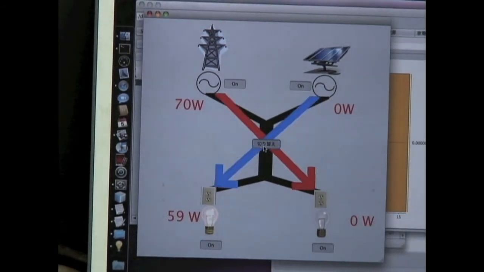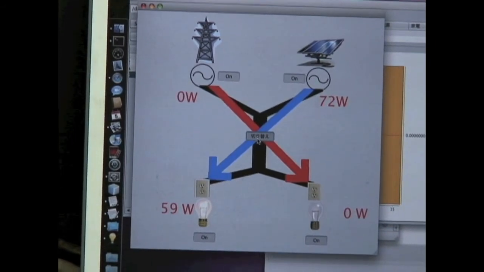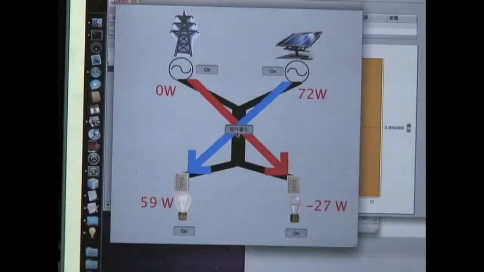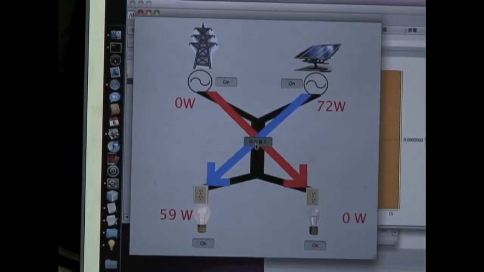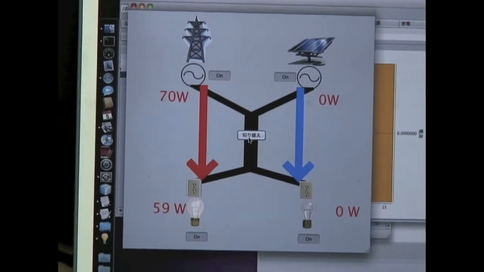Here we switch the virtual energy flows. Then, the power supply from the left power source stops, and electricity is supplied from the right power source. This shows that the power supply from the left power source stops. If you switch the energy flow back, only the left power source supplies the electricity.